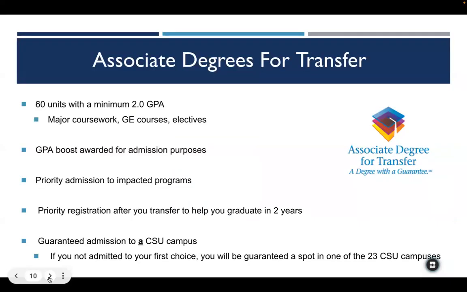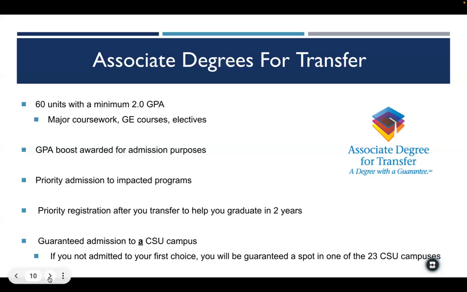One of the degree types that you can get from West Valley College is called an associate degree for transfer. This is a collaboration with the California State Universities, and it's a great option if we have the degree that matches your major or intended transfer degree, and it fits the curriculum for the type of school that you're going for. And what do I mean by that?